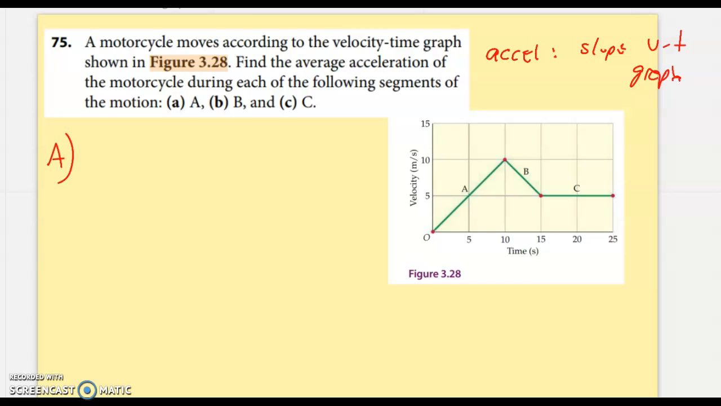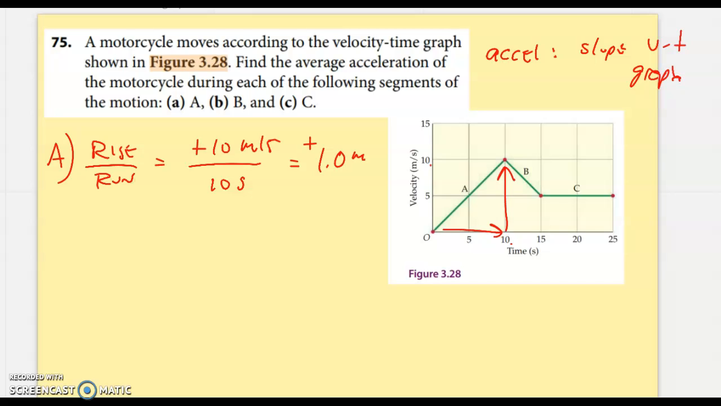So for segment A, the slope is, well, we're rising 10 meters per second, so rise over run, that's a positive 10 meters per second in a time of 10 seconds. So we're going to make that 1 point, I'm going to call those two significant figures. I don't know if the authors would want me to do that, but I want to. So positive 1.0 meters per second squared for A.